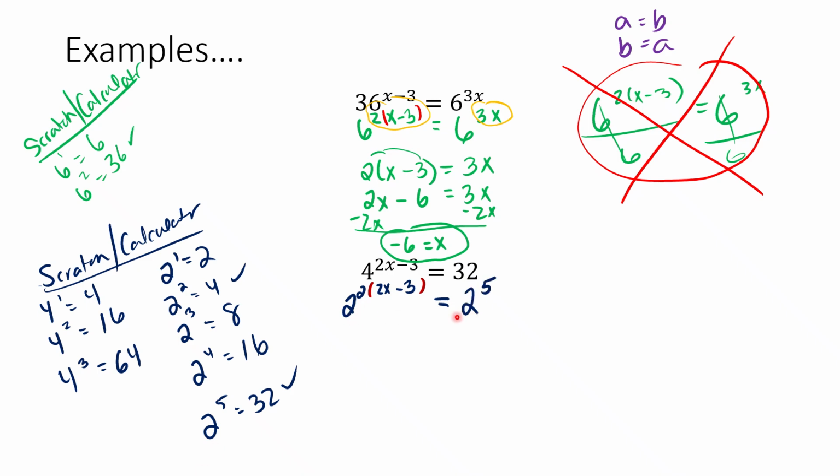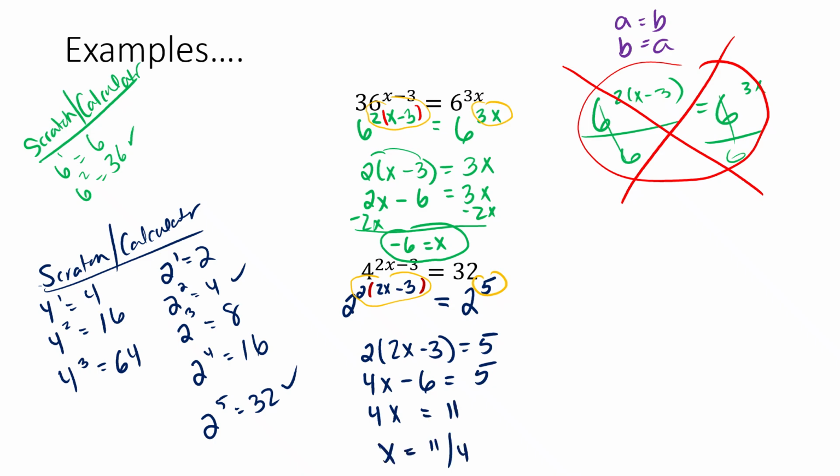Once you have the same number on both sides, now you are free to set the exponents equal to each other. So 2 times 2x minus 3 is equal to 5. And we can go ahead and distribute that 2 through. You are more than welcome to distribute that as you are writing it down. You do not need to write that as a separate step unless somebody is requiring you to do that. All right, let's add 6 to both sides and divide both sides by 4. And we get 11/4, and again, I'm not going to mess with that.